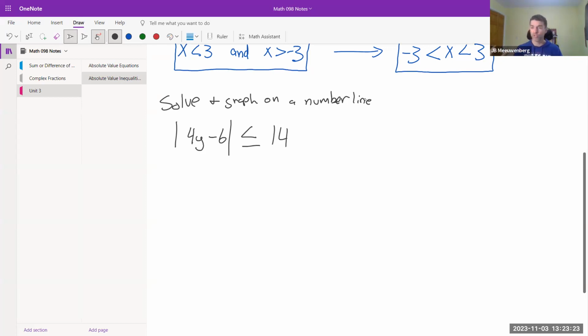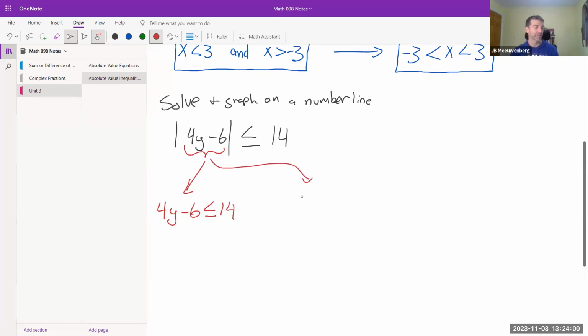Now, if you want to pause the video and try this based on what you think you might do, give it a shot and then see if it matches what I actually do. Okay, so when I look at this, I notice that the absolute value is all alone on the left side of the inequality. There's nothing else outside of my absolute value. Once we get that, we can take the expression that's on the inside and we can break it up into two statements. 4y minus 6 is less than or equal to 14, just like we have there. And then we also make a second statement.